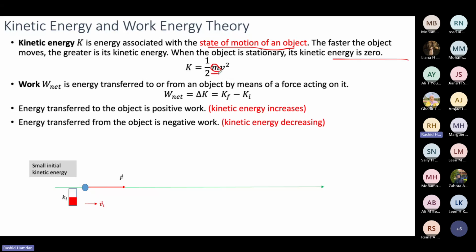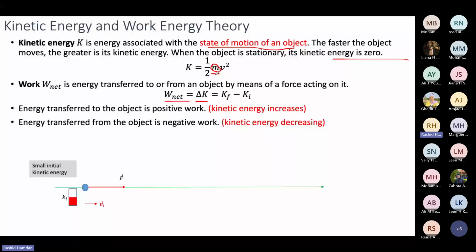So if I want to make an object move or change its motion from 0 kilometers per hour to 100 kilometers per hour, the energy that I need, the work I need to do, delta K, is proportional to the mass of the object. Remember, the work is the change in energy. And in physics, we care about changes. We don't care about the energy itself.